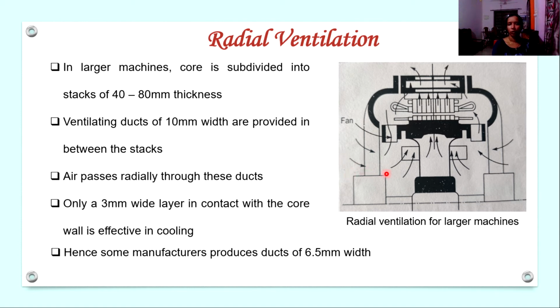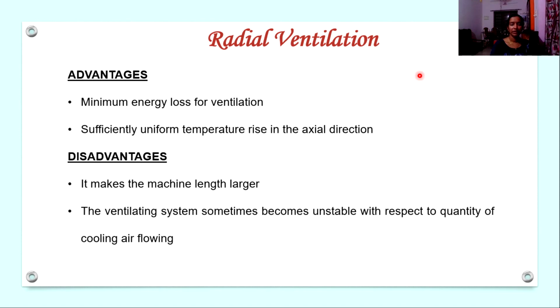So air flows through all the machine parts, it flows through the ventilating ducts and leaves the machine. Here, the path of the air through the ventilating ducts is parallel to that over the overhang. The air path through the overhang and the air path through the radial ventilating ducts are parallel to each other. So now let us see what are the advantages and disadvantages of radial ventilation.